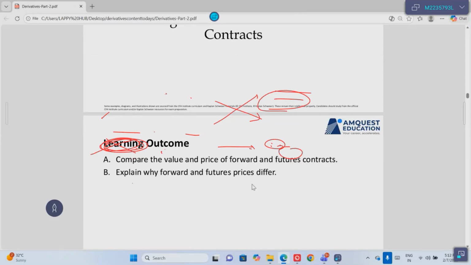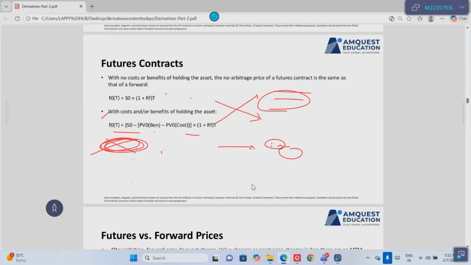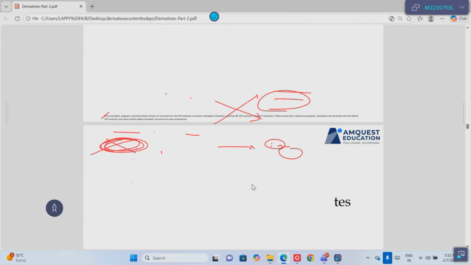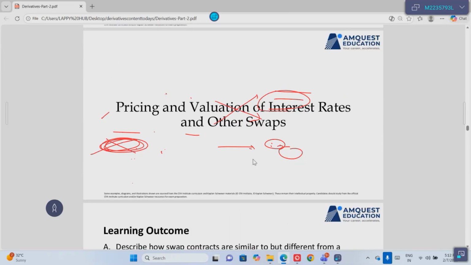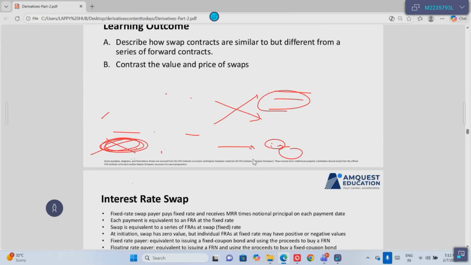Now, as we move to the next chapter, this will totally blow your mind. Sorry, we also did swaps, interest rate swaps and other swaps, and how a swap can be checked with other instruments.